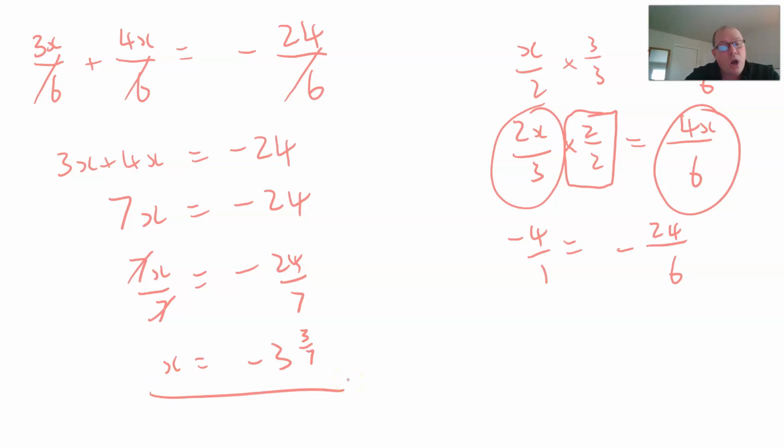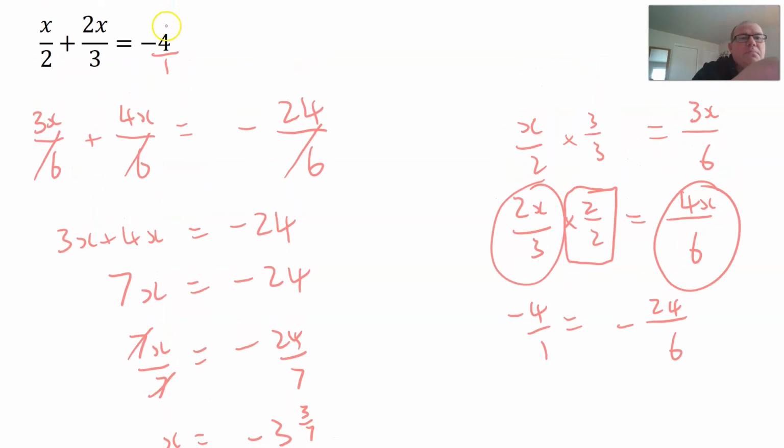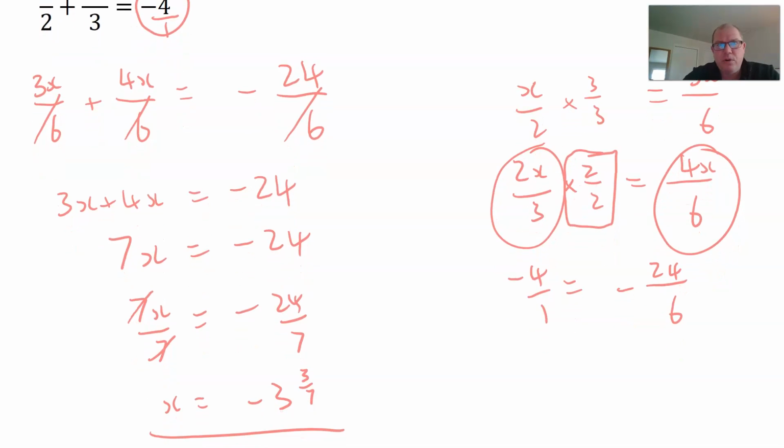So that's one way of solving this. I hope you like that way. My grade 8s are really enjoying the common denominator approach, and the only sneaky thing is to remember that a number like negative 4 can always be written as a fraction, negative 4 over 1. Okay, try that one on your own. Pause the video, try it, and then compare. There's no way to learn mathematics better than actually doing it yourself.